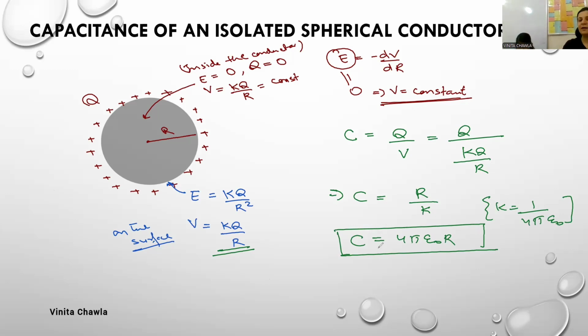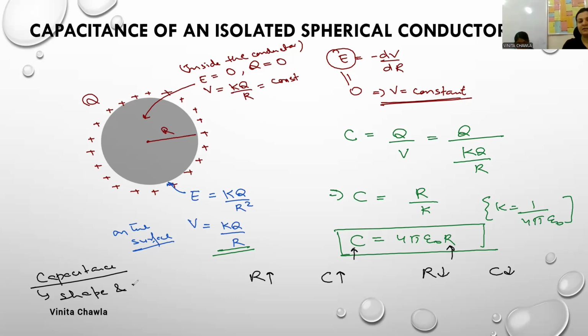So you can see the capacitance of this spherical condenser depends upon the radius of the condenser. If we increase the radius of the spherical condenser, then capacitance will also increase. And if we decrease the radius, then capacitance will decrease. So we can conclude from here that capacitance of a conductor depends upon the shape and size of the conductor.